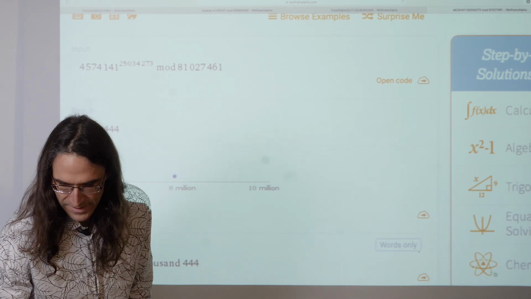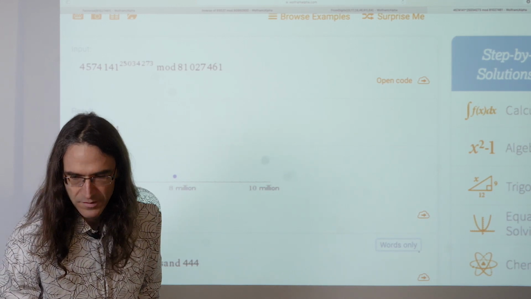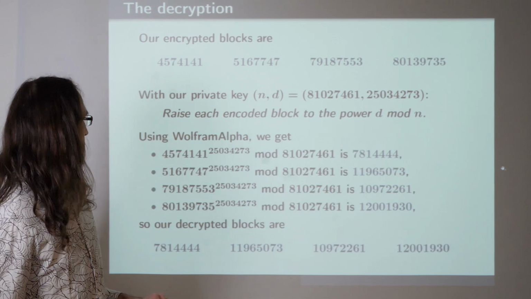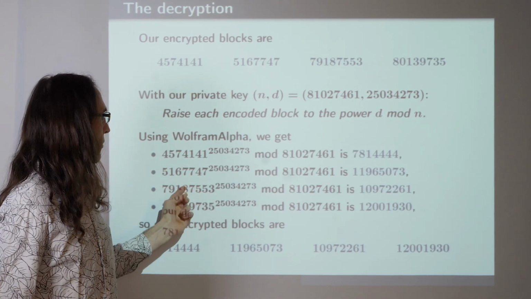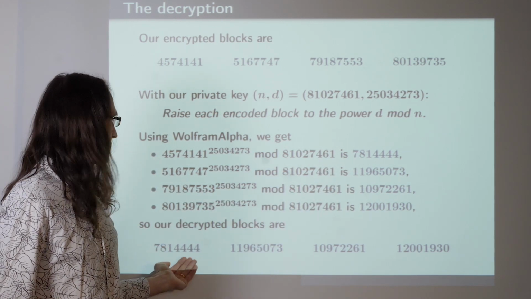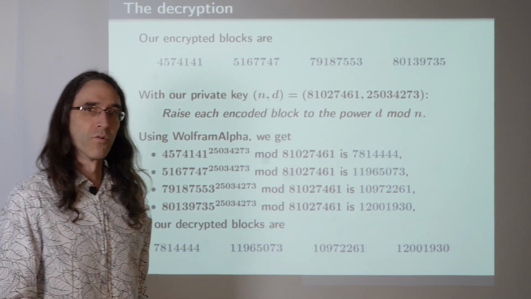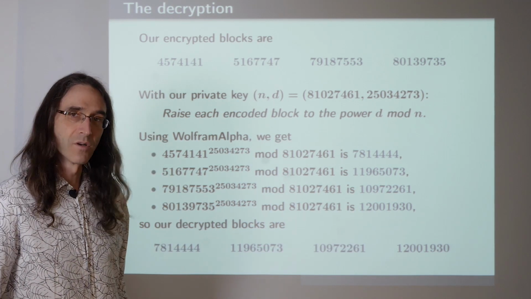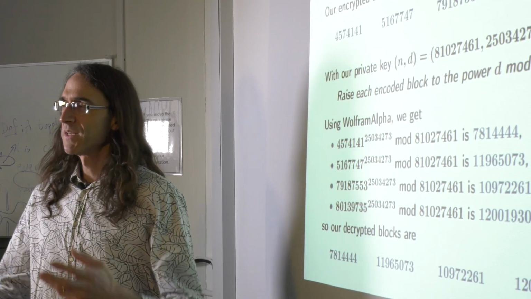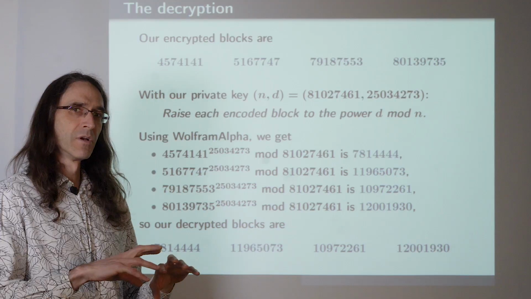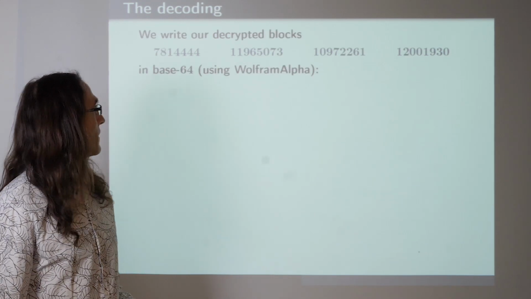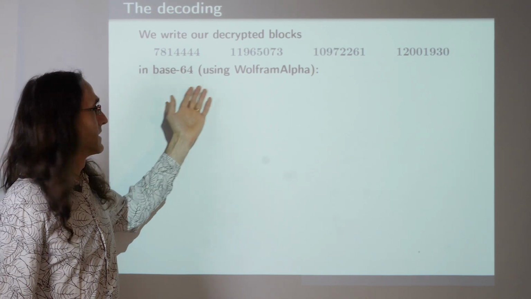Okay, so again, we do the same for all the other blocks. We do this for all the blocks and we get these four numbers. And so now our decrypted blocks are these four numbers. We have our four decrypted blocks. So now we need to go backwards. We need to take these decimal numbers, put them back into base 64 and then put those back into our alphabet. So the first thing is to put them back into base 64.